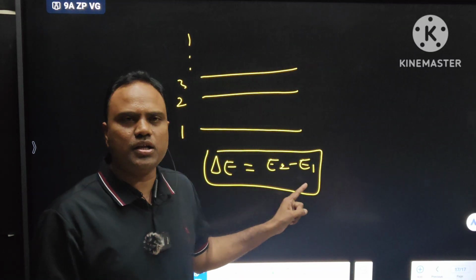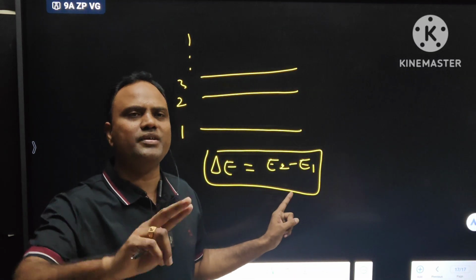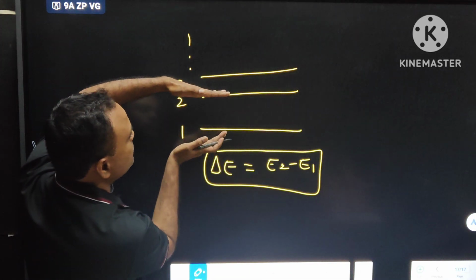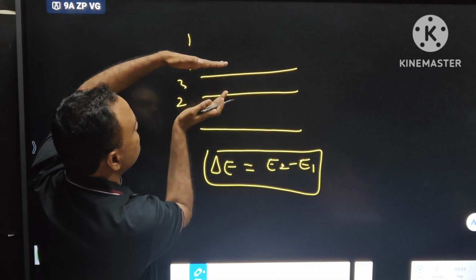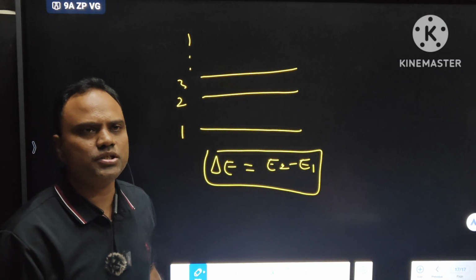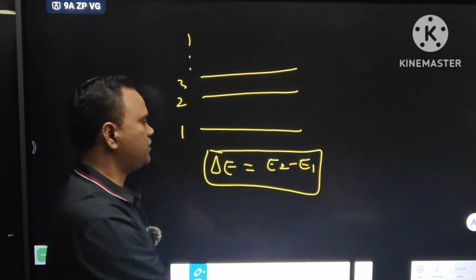Energy of the higher orbit and energy of the lower orbit. E2 means always consider the higher orbit. If you take these two, then higher is 2. If you take these two, then higher is 3. Delta E is equal to E2 minus E1. Clear?